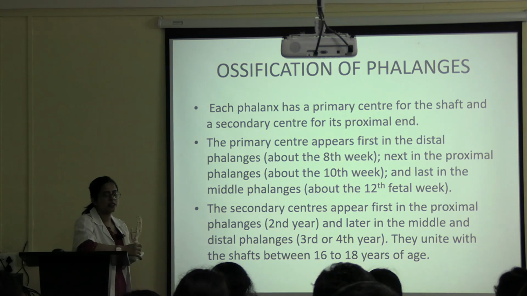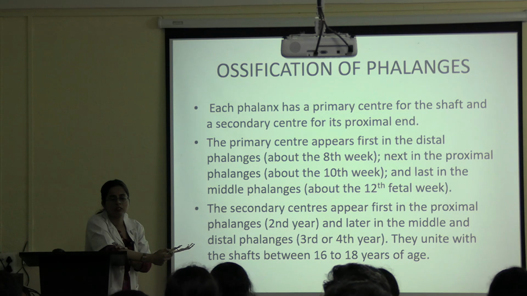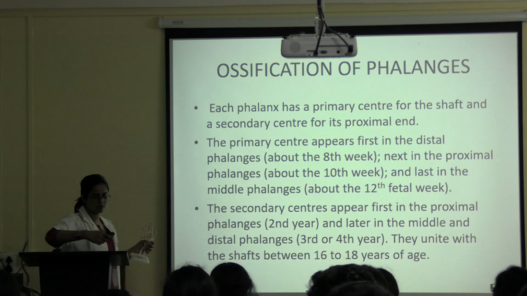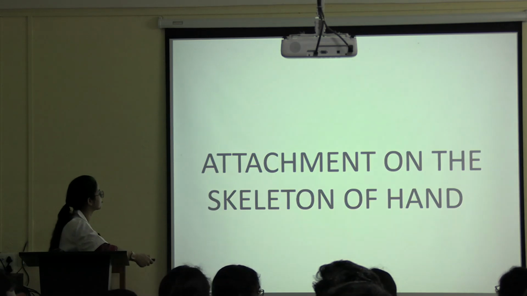Clear? So can anyone tell what was the last bone that ossifies in case of the carpal bones? Pisiform. Okay. And by what age? 10 to 12 years. Okay.